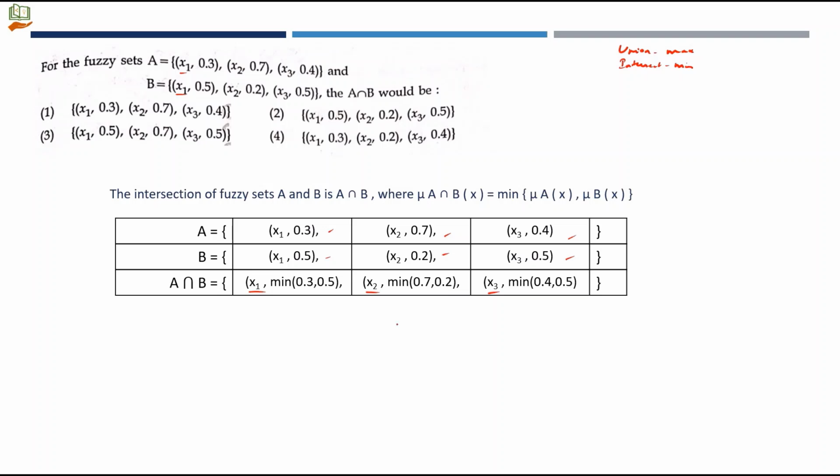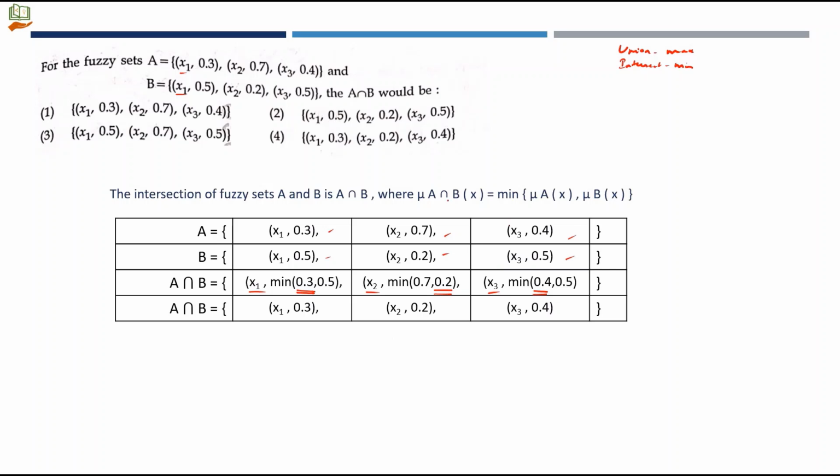Now what is the minimum value? For x1 it is 0.3, for x2 it is 0.2, for x3 it is 0.4. This will be the answer set. Where it is matching? It is matching in option number 4. Option number 4 will be the right answer. You should pick the same element from both the sets and then compare the value. Out of the values, whichever is smaller will be chosen for intersection.